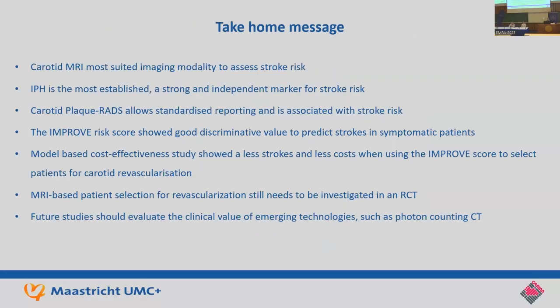So in conclusion, carotid MRI is the most suited modality. Intraplaque hemorrhage is a very strong predictor for stroke. Carotid Plaque RADS allow standardized reporting, and the IMPROVE risk score has a good discriminative value. And in a model-based study, we showed that it can lead to fewer clinical events. And in 2026, we started a large trial in the Netherlands to test this in an empirical study.